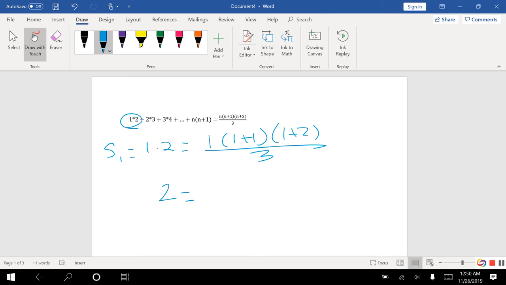And let's see here. That's 1 times 2 times 3 over 3. We can see that equals 2.